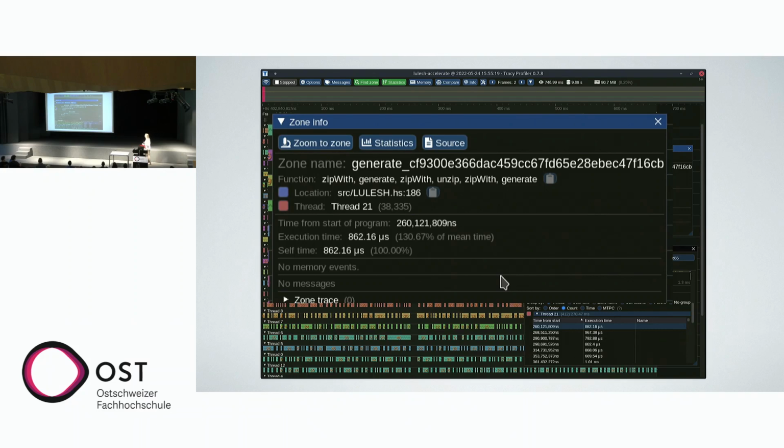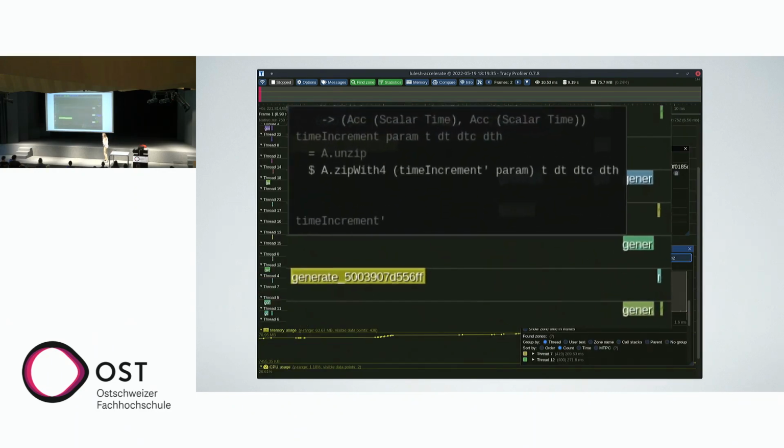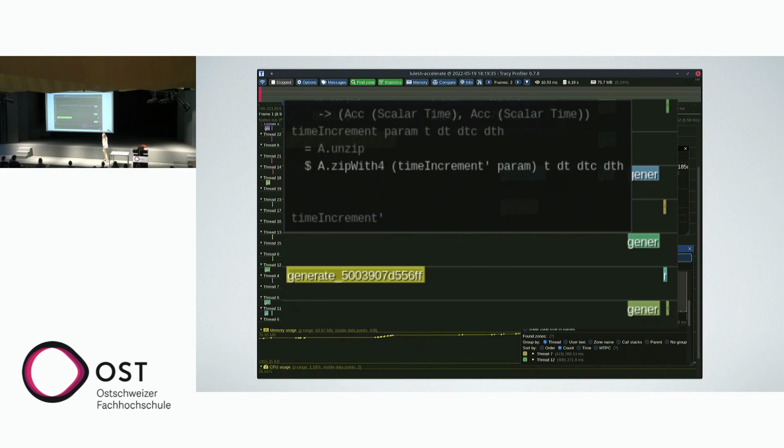But now, what it actually tells you, if you look at it, it says this generate is the name of the kernel, and then it says, well, this is actually generated from the function zipWith, generate, zipWith, blah, blah, blah. So you also see which operations were fused together to get this kernel. And sorry, the resolution is really bad. And if you hover over the kernel, you see in the source code the line which produced this.